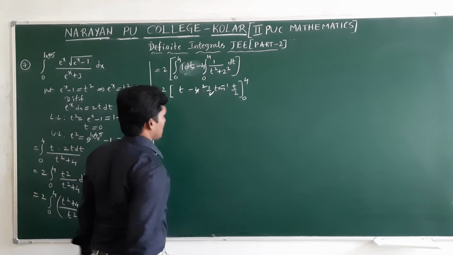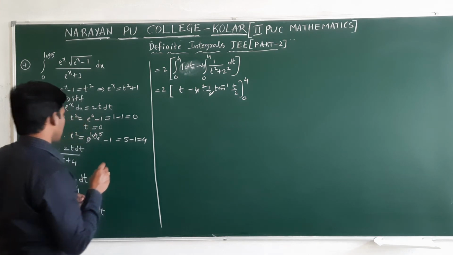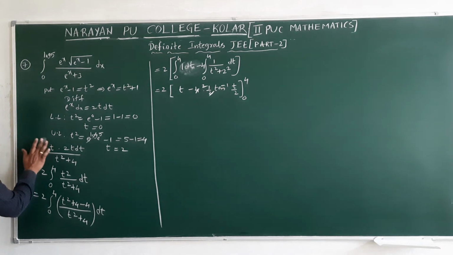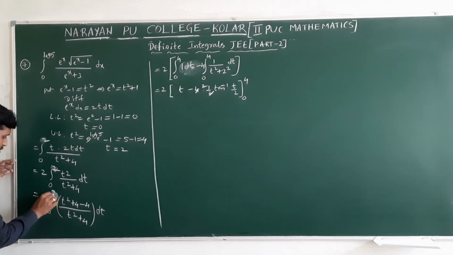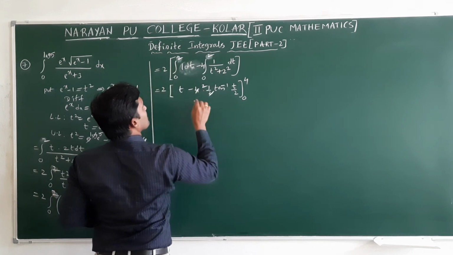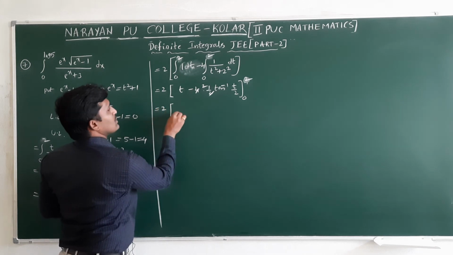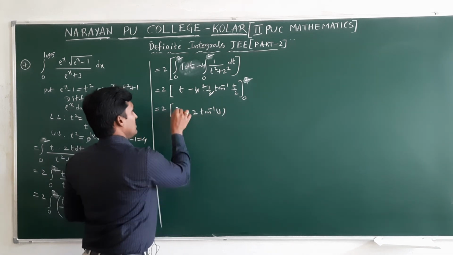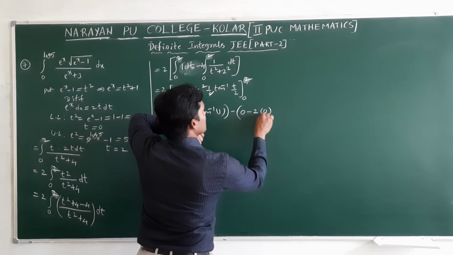Now we will substitute. One small correction: t square is 4, so t we will get 2, not 4. Change this limit because that is t square only. The limits are 0 to 2, not 4, 0 to 2 only. Now substitute the upper limit: 2 minus 2 into tan inverse of 2 by 2, that is tan inverse of 1. This is the upper limit value, minus the lower limit: 0 minus 2 into tan inverse of 0, which is 0.